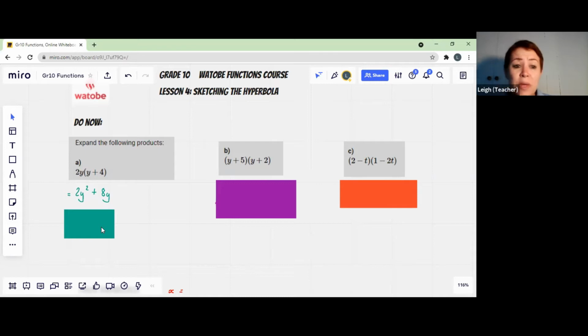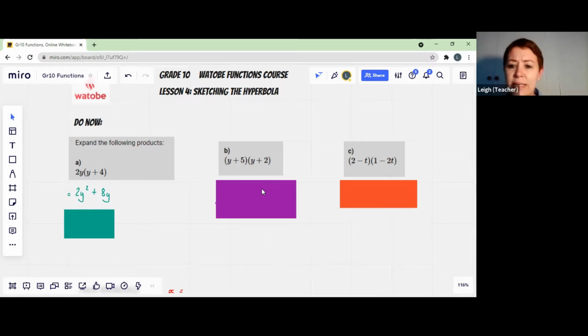Okay, so it has to be 8y at the end because, well done, Nolwazi, we're saying 2y times 4. So 2y times 4 will give us 8y. Okay. Any questions about that one? Everybody happy? Okay, so now the purple one.